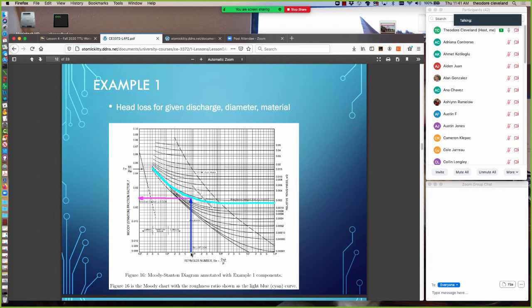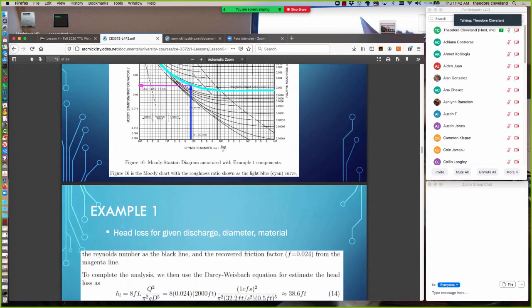We enter with the Reynolds number of 87,000. We find the 0.0017 roughness ratio curve, which I have drawn here as a teal line, blue wing teal. And then at the intersection, we read over to the left to get the friction factor of 0.024. And that would be used in subsequent calculations related to that pipe.